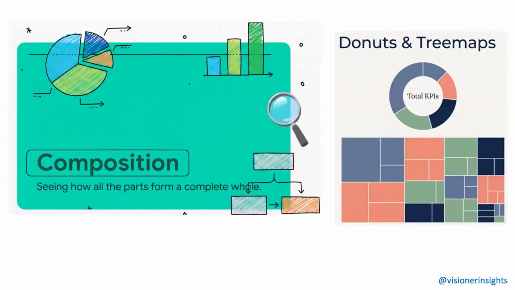First up, let's tackle a classic challenge, visualizing composition. I mean, how do you clearly show how all the little pieces of your data make up the big picture? And let's be honest, do it without using that same old pie chart. This idea of composition analysis is all about understanding that part-to-whole relationship.